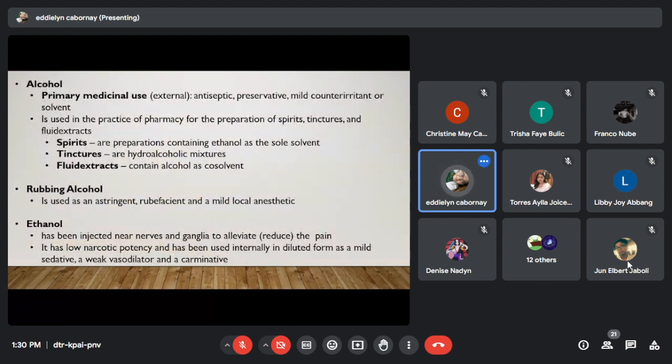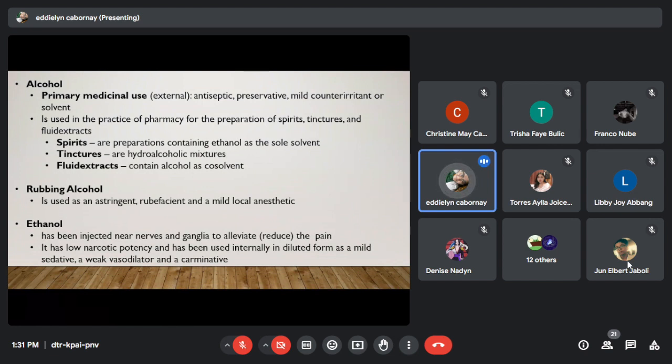Okay, so we have the primary medicinal use, the external. So we have antiseptics, preservative, mild counter irritant, or solvent. Alcohol also is used in the practice of pharmacy for the preparation of spirits, tinctures, and fluid extracts. So we have the spirits, which are preparations containing ethanol as the main solvent used. The tinctures are hydroalcoholic mixtures. Fluid extracts contain alcohol as co-solvent.